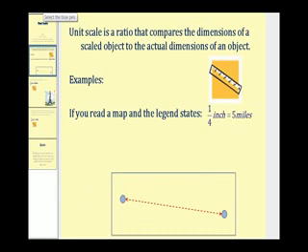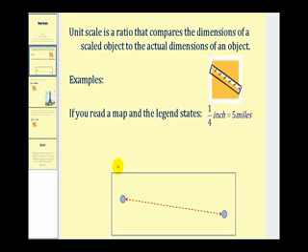Unit scale is a ratio that compares the dimensions of a scaled object to the actual dimensions of an object. So for example, if we read a map and the legend states that 1/4 of an inch is equal to 5 miles, this is a unit scale, meaning this represents a ratio of 1/4 inch to 5 miles, comparing the scaled length to the actual length.